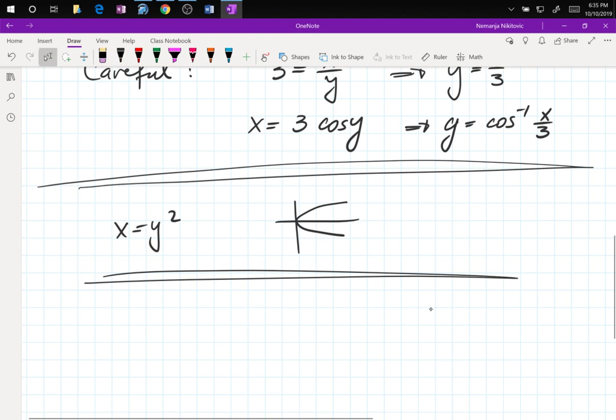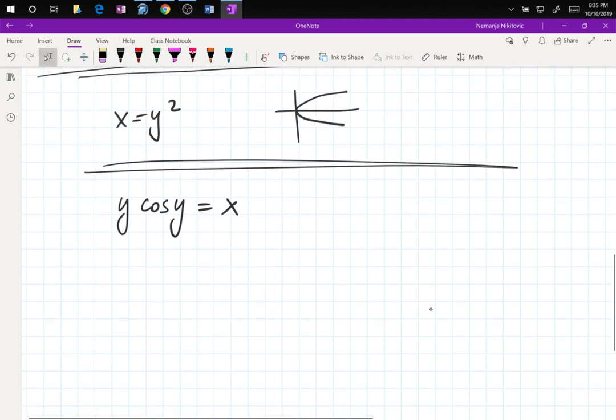What else? Say you have y cosine y equals x. Well, that's a good one, right? Because there is no way you can fish that y out. Because as soon as you separate one y, you trap another one, right? Yeah, I mean, you can try, right?